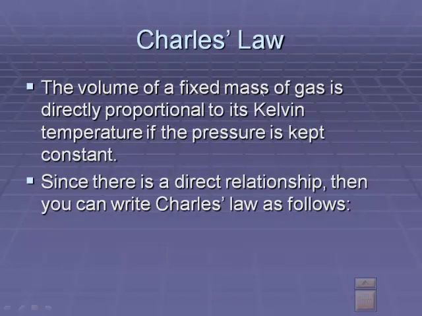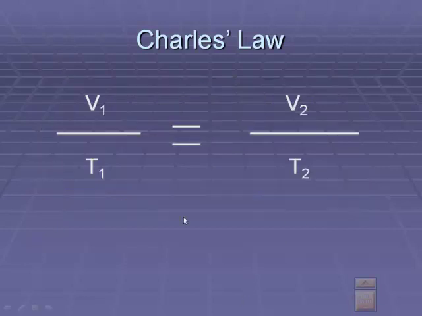It says the volume of a fixed mass of gas, this is Charles's law, is directly proportional to its Kelvin temperature if the pressure is kept constant. So now we've got to keep the pressure constant. It says since there is a direct relationship, then you can write Charles's law as the following. Ready? V1 over T1 equals V2 over T2. That's Charles's law.